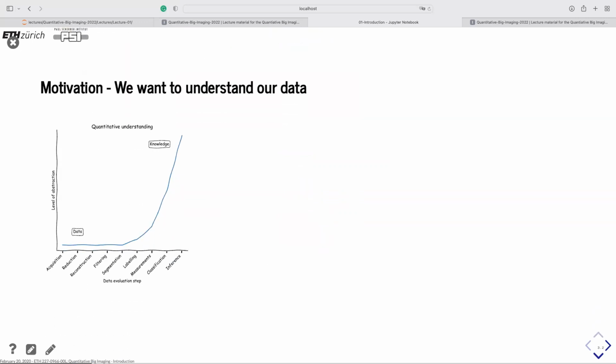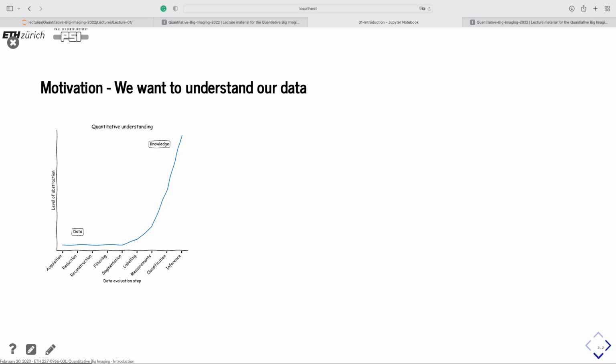And the motivation is that we want to understand our data. So in the beginning, in this graph, you have done some acquisition, you have data, then you do reduction, normalization, removing some artifacts, etc. Maybe you do a tomography reconstruction. It's still just data from the point of view of a computer. Then you do some filtering, still only data. Then we come to segmentation.